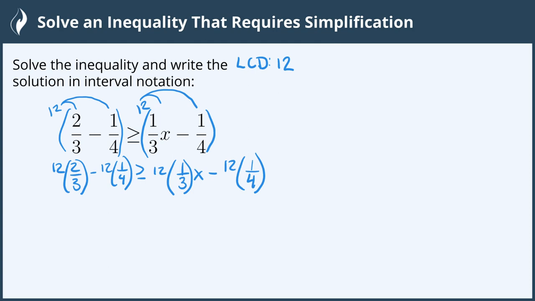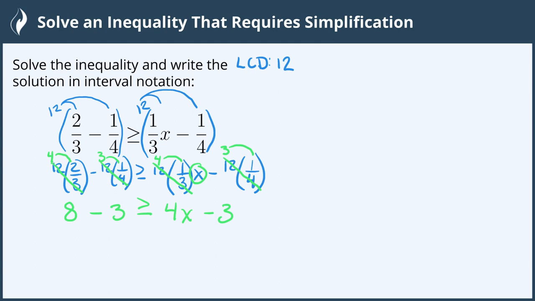On the left-hand side, we can simplify before we multiply. 12 divided by 3 is 4. 4 times 2 is 8. 12 divided by 4 is 3. 3 times 1 is 3, so minus 3 is greater than or equal to 12 divided by 3 is 4, and 4 times 1 is 4, and we still have the x, so this is 4x, and 12 divided by 4 is 3, and 3 times 1 is 3, so this is subtract 3.